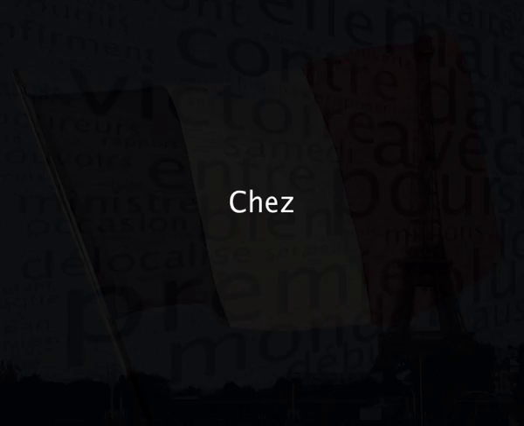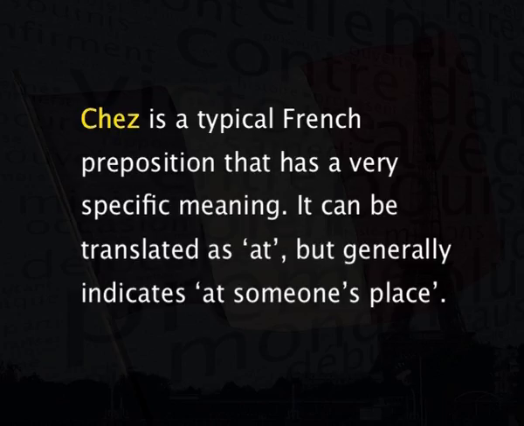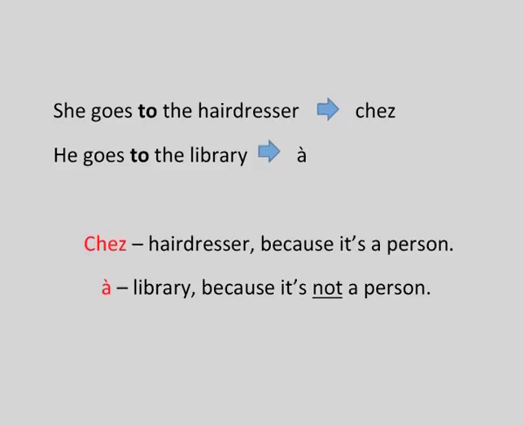Finally, the last preposition that you learn in today's class is chez. Chez is a typical French preposition that has a very specific meaning. It can be translated as at, but generally indicates at someone's place. This place could be someone's home or workplace. For instance, when you say in English, she goes to the hairdresser or he goes to the library, you use the preposition to in both cases.